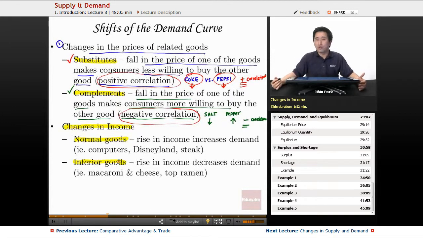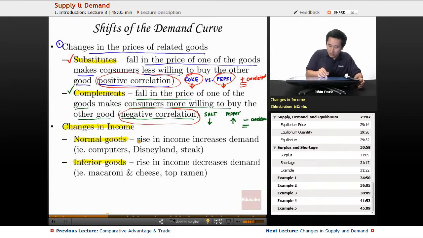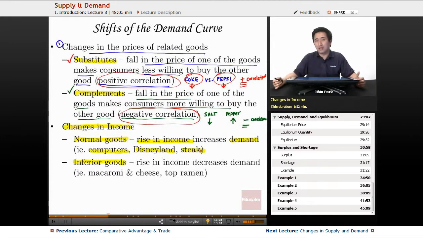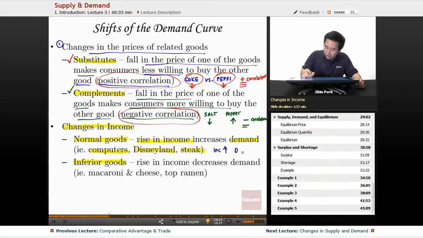Very simple. Normal goods can be anything. So a rise in income increases the demand. For example, computers, Disneyland, steak, chicken. 99% of the goods are going to be generally normal goods. Baseball tickets, pens, cameras, whatever it may be. As income rises, so as income increases, then also the demand is going to increase. It's pretty self-explanatory. You get more money, then you're going to want to buy more items at every single price level here. Now, inferior goods actually work in the opposite way.